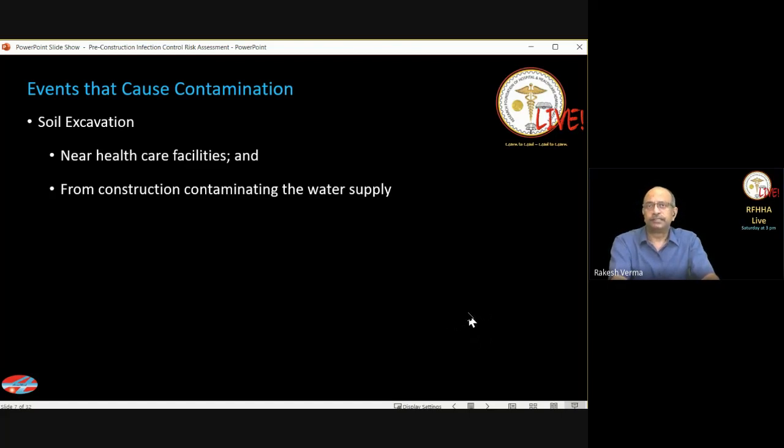Then the soil excavation also leads to contamination of the water supply. That also happens when you disrupt the plumbing lines or the drainage lines.